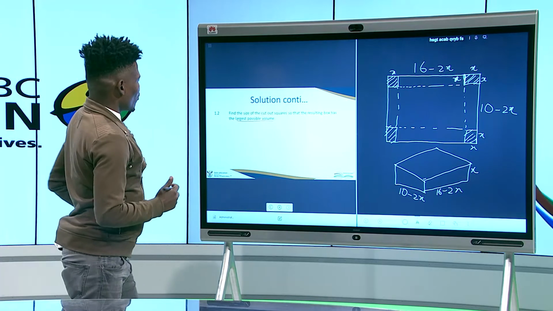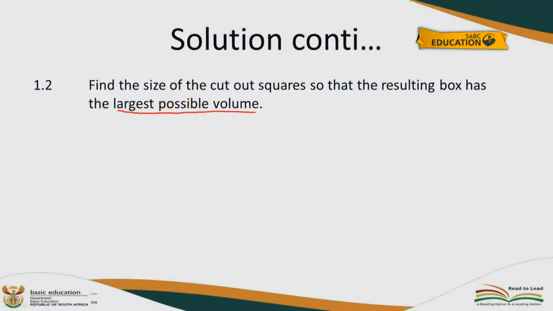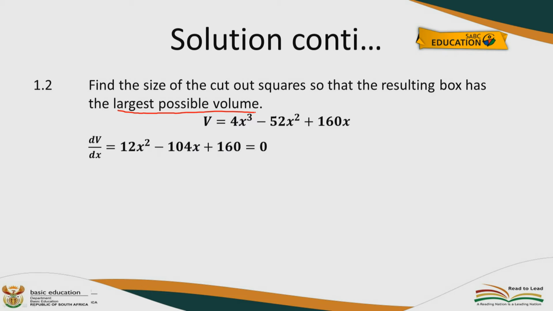So what we have now is the expression for the volume. We know that our volume is 4x cubed minus 52x squared plus 160x. Now they are asking for the largest possible volume, so we are going to say first derivative, so this is dV/dx. We differentiate that, we'll get 12x squared minus 104x plus 160, and then we equate that to 0.